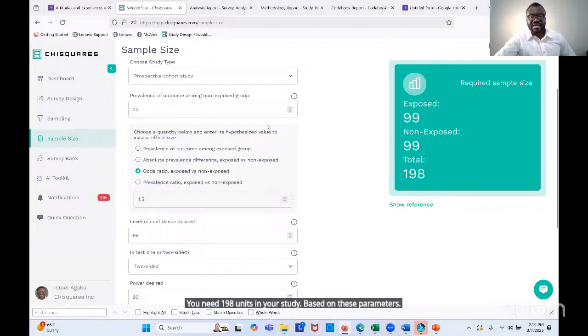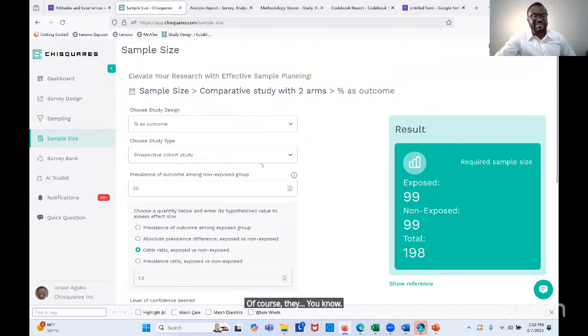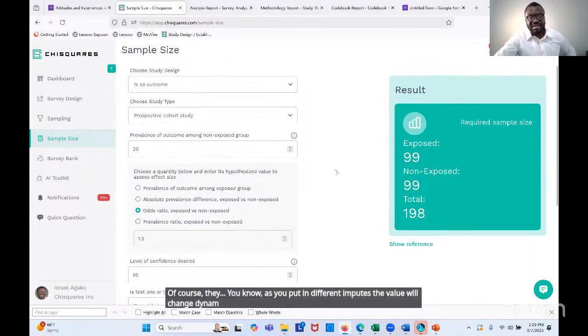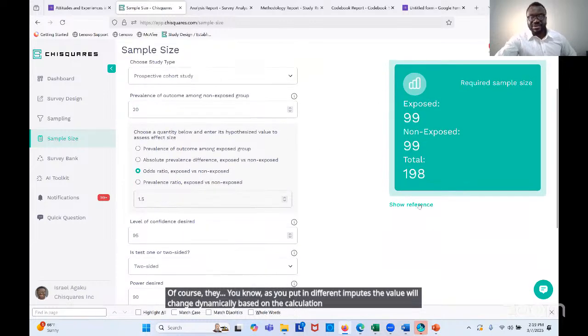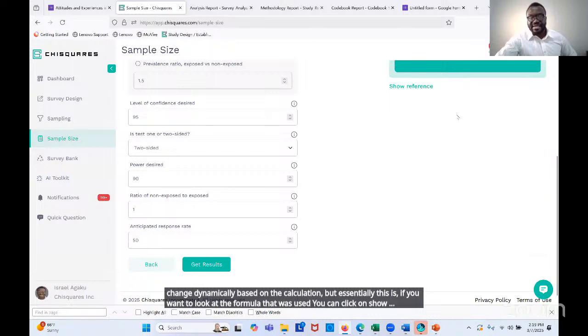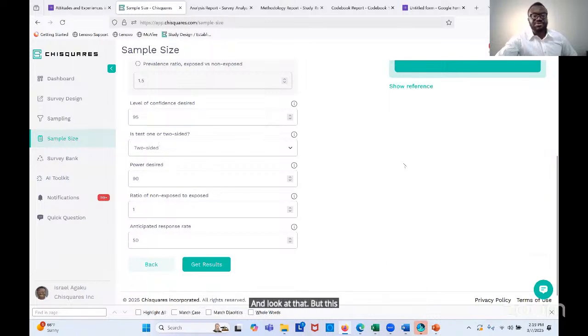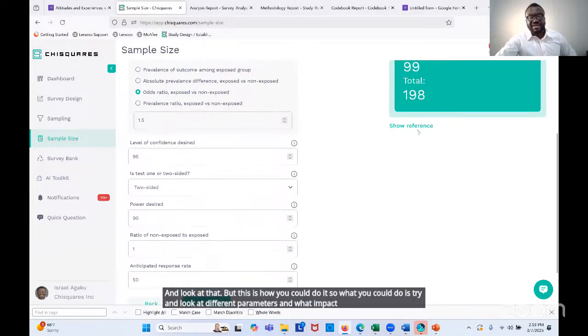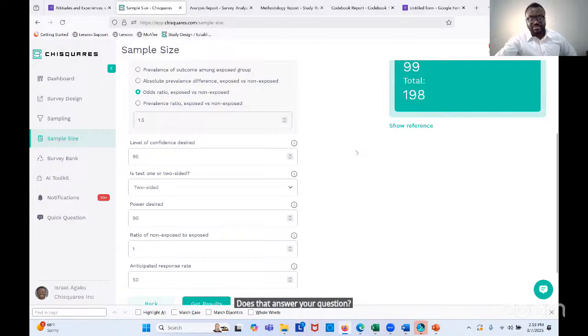Of course, as you put in different inputs here, the value will change dynamically based on the calculation. And if you want to look at the formula that was used, you can click on show reference and look at that. But this is how you could do it. So what you could do is try and look at different parameters and what impact that has on the final sample size calculation. Does that answer your question? Yes, it does. Thank you very much, Prof. You're welcome.